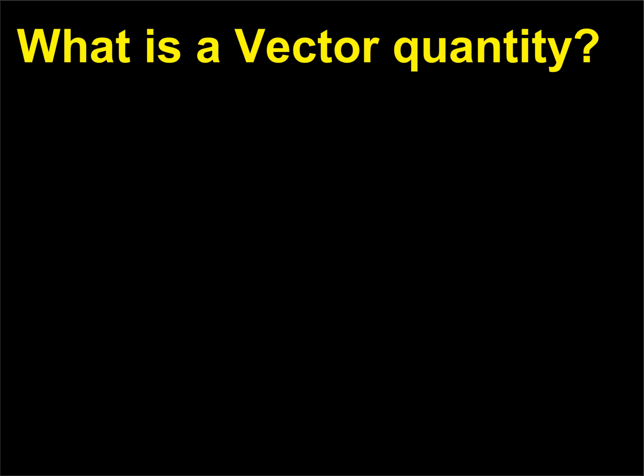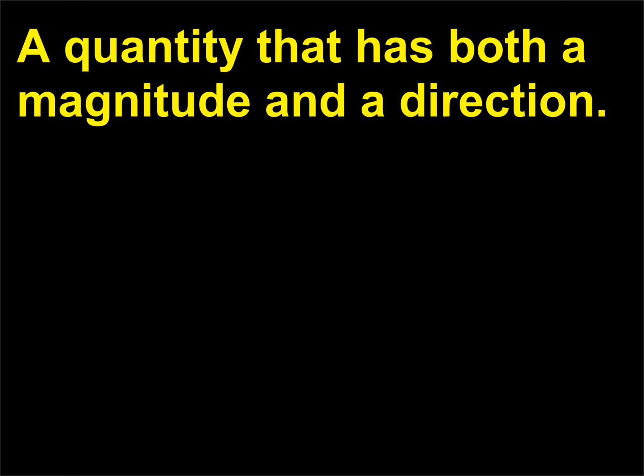What is a vector quantity? A quantity that has both a magnitude and a direction.